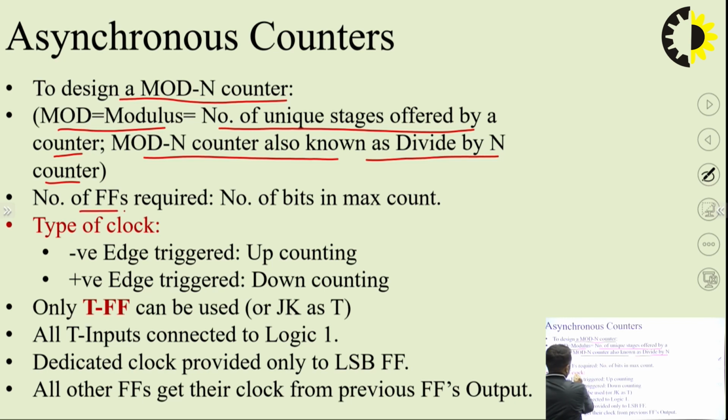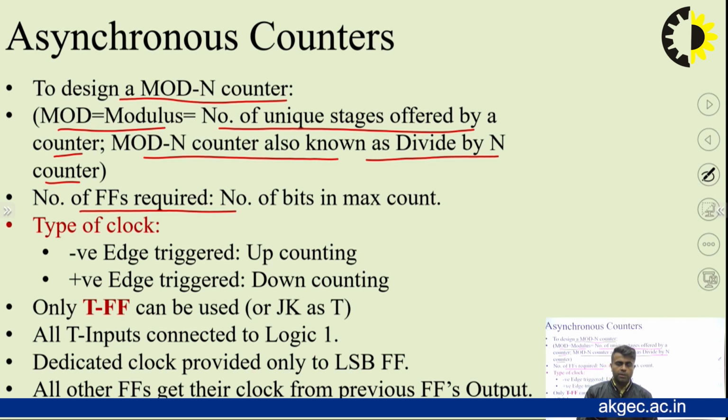Number of flip-flops required, the most important question. If we are designing a counter, how many flip-flops will be required? I have to check up to which state the counter will be counting. If my counter will be counting up to 7, 7 means 111 in binary, which means 3 bits are required. So for 3 bits, I will require 3 flip-flops.